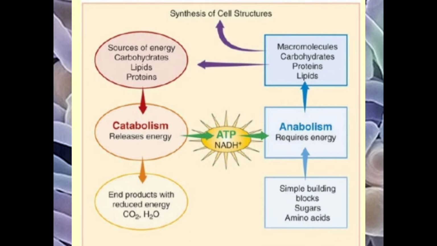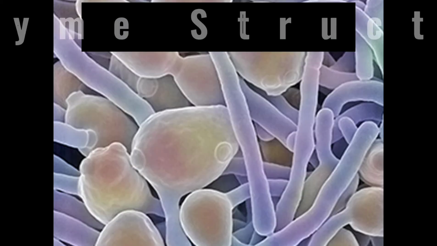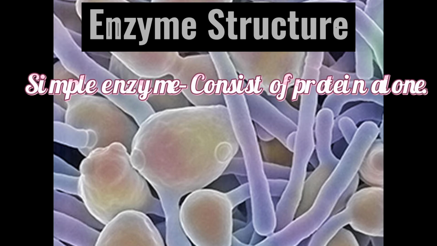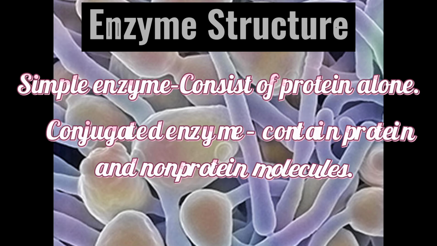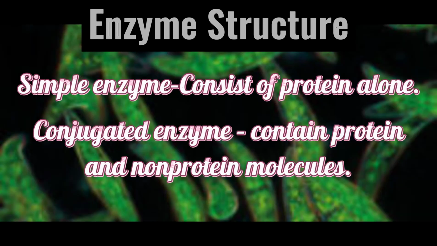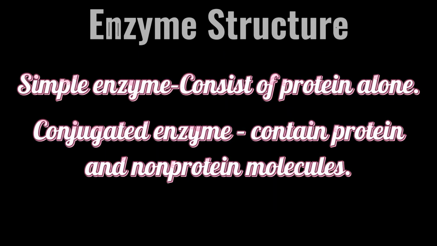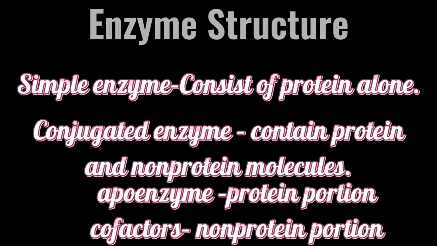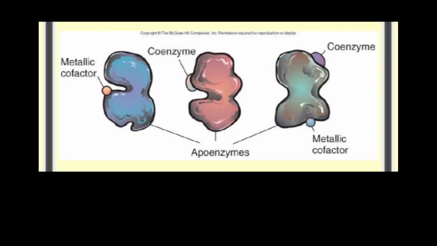We have here the enzyme structure. Simple enzymes consist of protein alone. Conjugated enzymes, or holoenzymes, contain protein and non-protein molecules. An apoenzyme is the protein portion. The cofactor is the non-protein portion. Metallic cofactors are iron, copper, and magnesium. The coenzymes are organic molecules, the vitamins. So we have here the pictures of that. You can see the coenzymes, the metallic cofactors, and the enzymes.